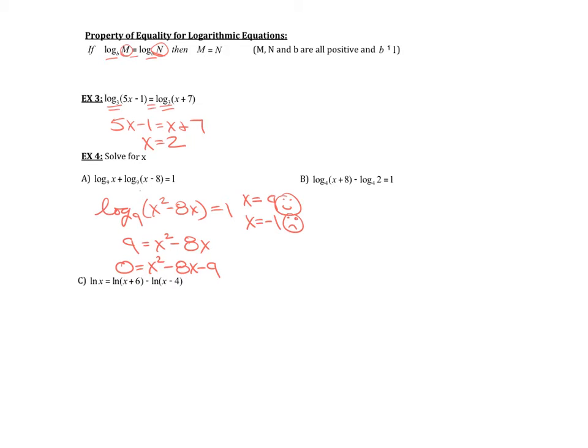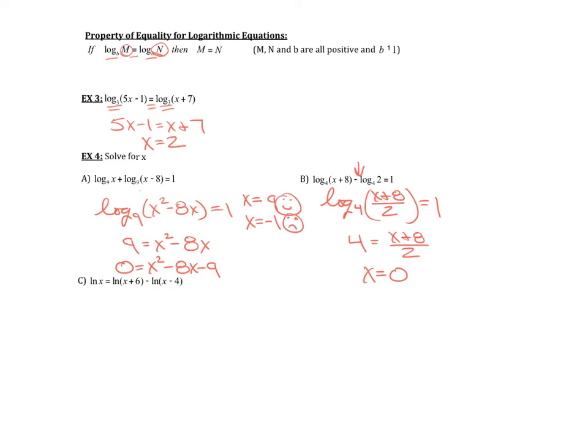Problem B, we are subtracting, which in the world of logs means division. Log base 4, x plus 8 over 2 equals 1. Again, I'm converting it from logarithmic form to exponential form. 4 to the first, or just 4, equals x plus 8 over 2. And here, it's just a basic algebraic equation. Solving for x is 0.